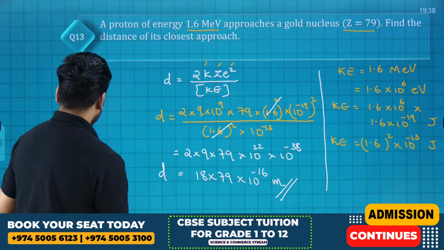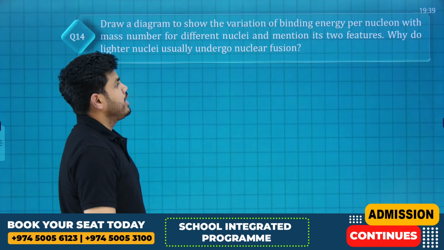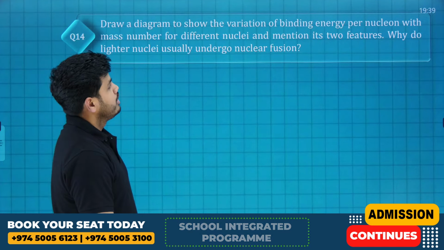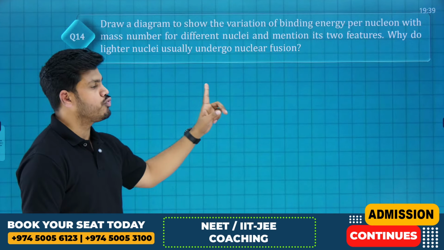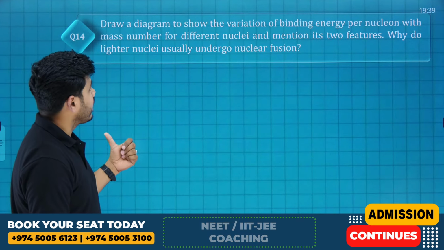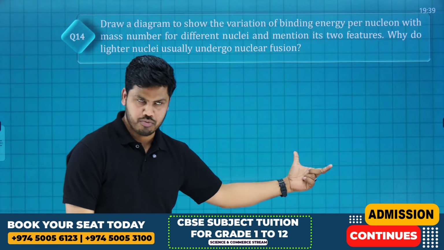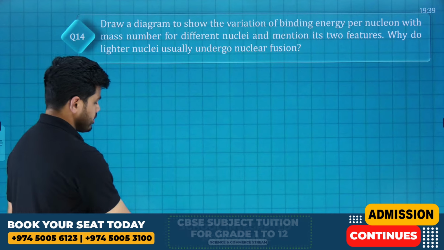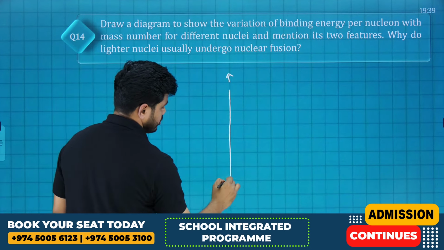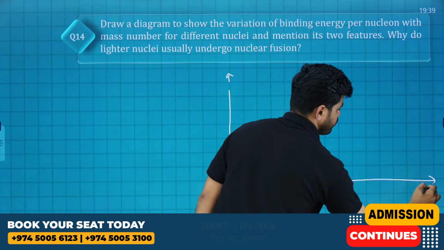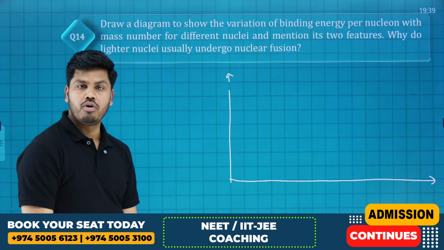Then, draw a diagram to show the variation of binding energy per nucleon with the mass number for different nuclei and mention its two features. Why do lighter nuclei usually undergo nuclear fusion? Again, there are two parts to this question. The first part is to draw the graph, which represents the variation of binding energy per nucleon with the mass number of the nucleus.